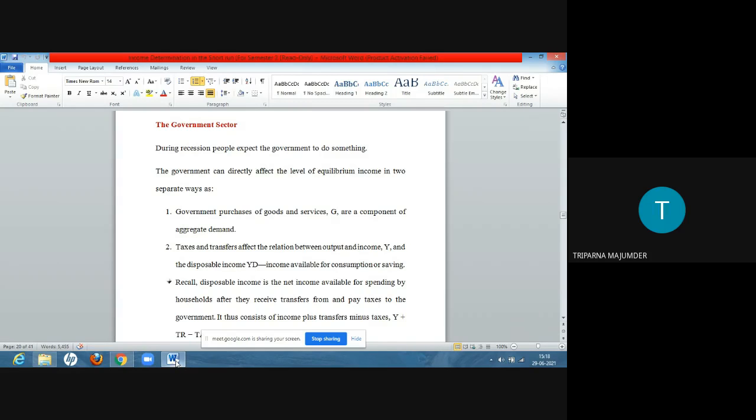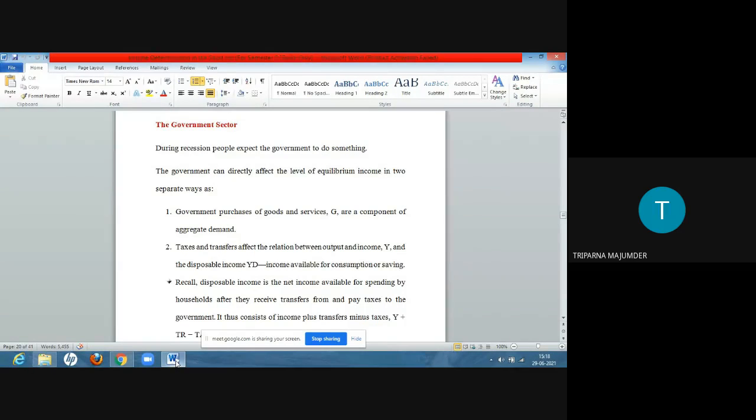the simple Keynesian model. Now we will bring in, we have discussed about the multiplier without the government. Now we discuss the same model by bringing in the government sector. We all know that during recession, people expect the government to do something. The government can directly affect the level of equilibrium income in two separate ways.